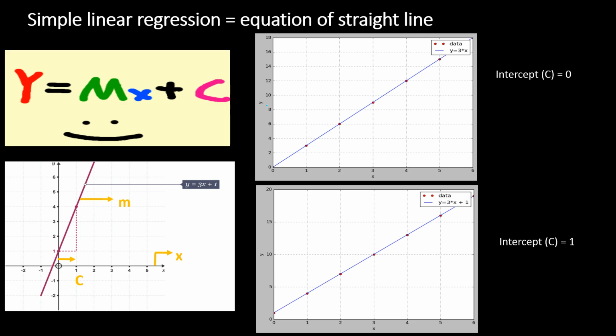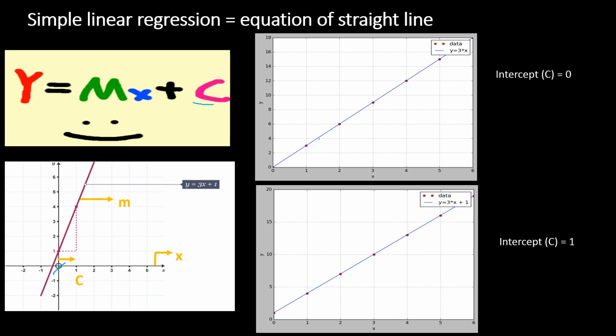You can relate simple linear regression to the equation of a straight line. If you remember, this is the equation of a straight line, and it's given by y equal to mx plus c. Here m is the slope of the line, which gives the relationship between x and y, and c is the intercept on the y-axis. If c is 0, it will pass through the origin, and if c has some intercept, it will pass through that intercept. And this is a linear regression model, a simple one.